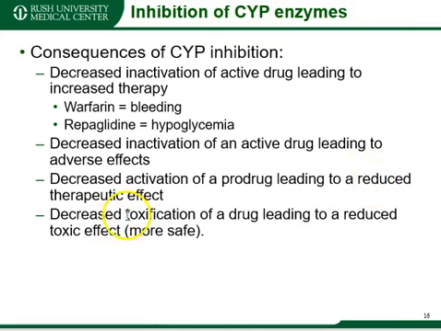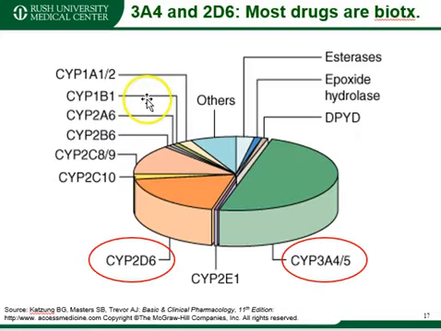And you can see a decreased toxification of a drug leading to a reduced toxic effect. This would be a drug that is usually toxic at this dose, but because of this inhibition, it's actually more safe. So you can actually see the therapeutic window being increased, which can happen, not all the time, but it can happen. All right, so that's a good introduction to these two CYP enzymes, CYP2D6 and CYP3A4. Let's end there, and we'll start talking about these enzymes in the next video.